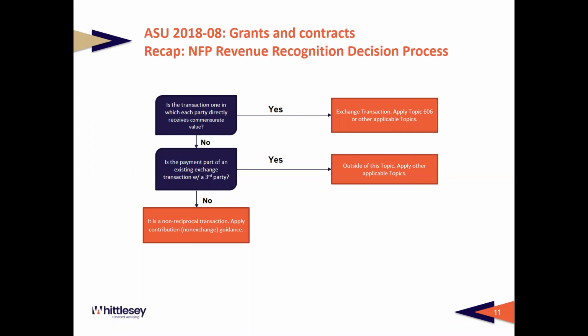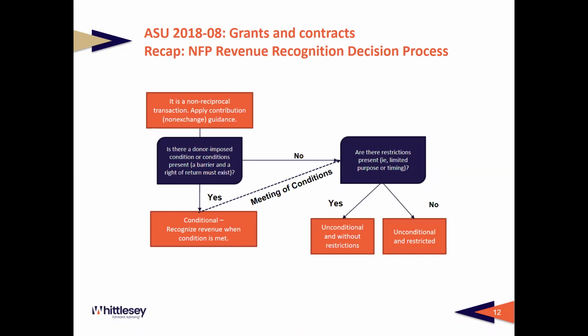So let's recap our decision process. These visuals are often helpful. In fact, I'd encourage you to use these decision trees as you're thinking about any potential changes to your revenue recognition model. Your first step: is it a transaction in which each party directly receives commensurate value? That's the concept of reciprocity. If yes, then it is an exchange transaction and you would apply topic 606. If no, then ask whether it involves a third party, like insurance, Medicaid, or Medicare. Finally, if the answer is no to that, then it is a non-reciprocal transaction, and you would apply the contribution guidance.